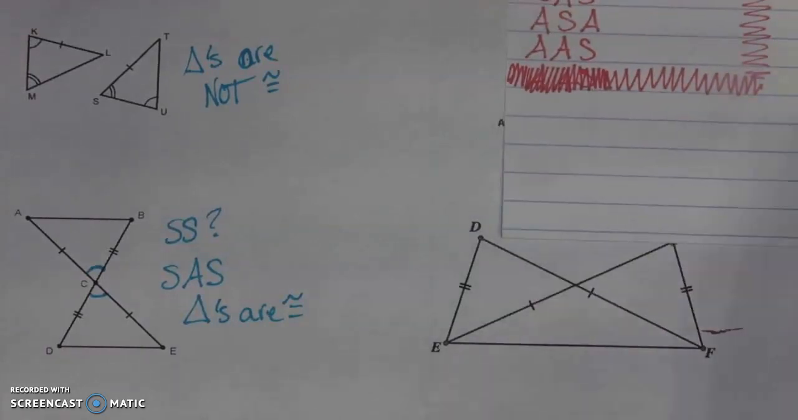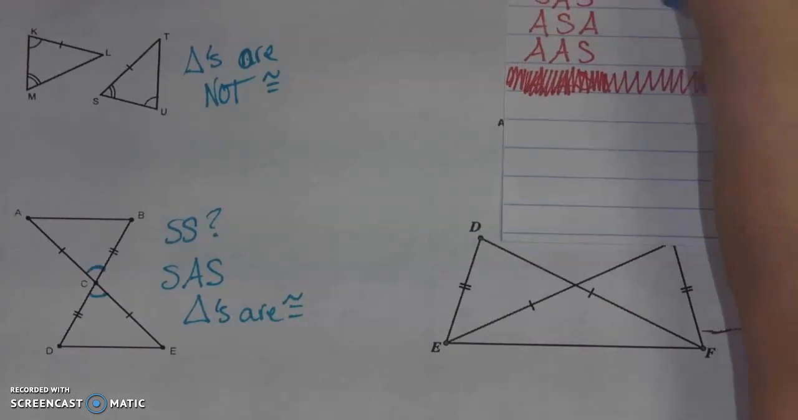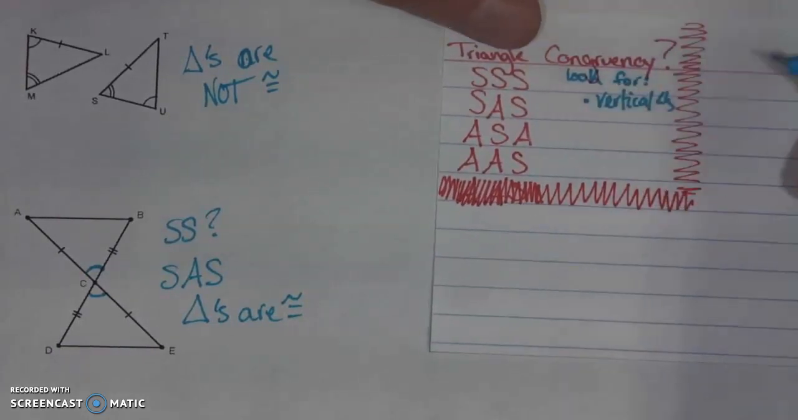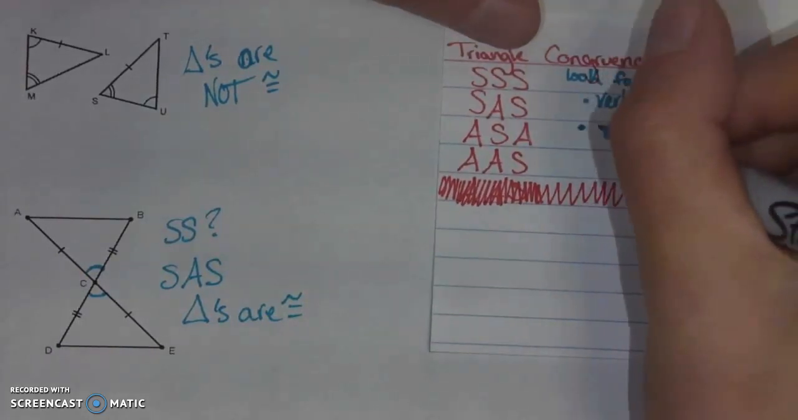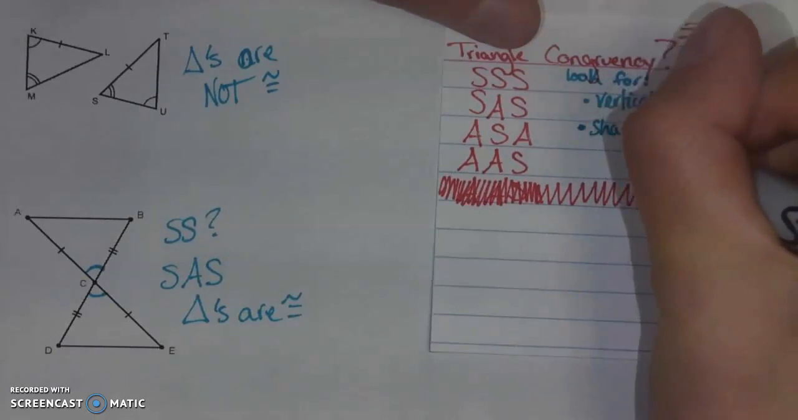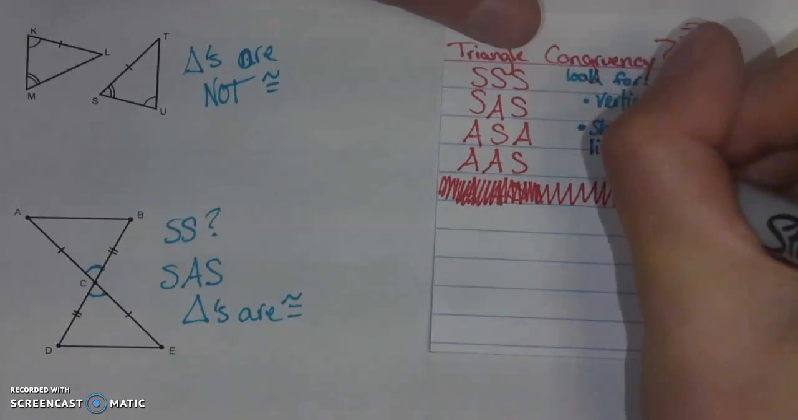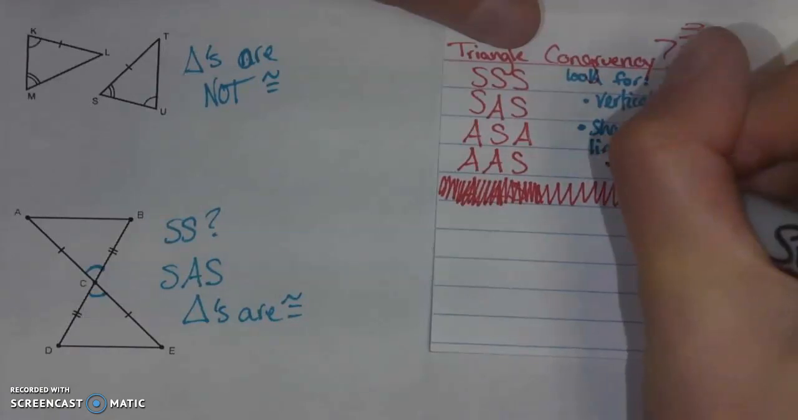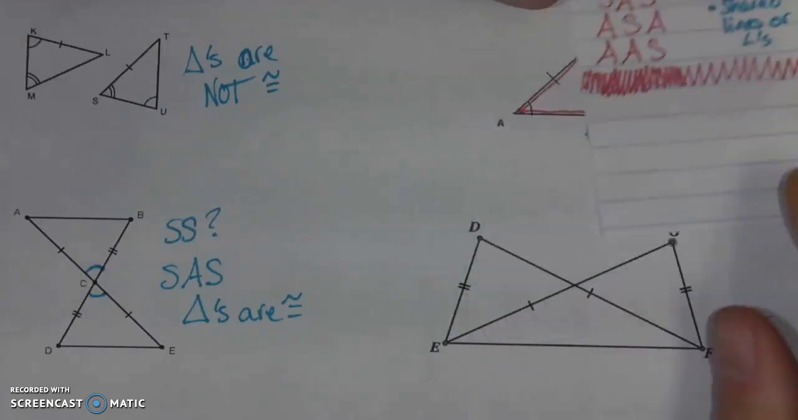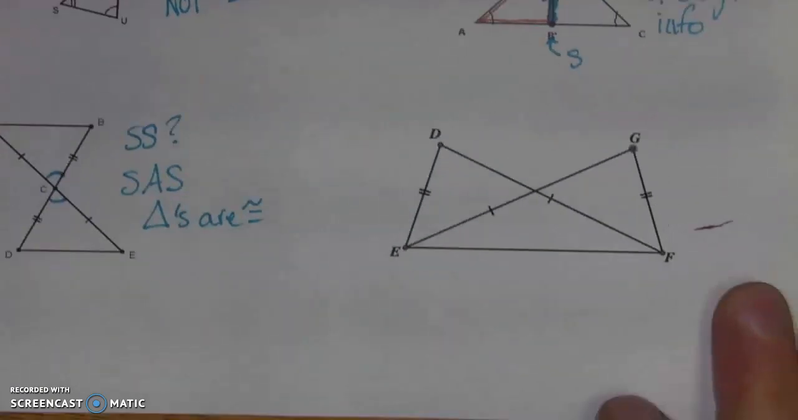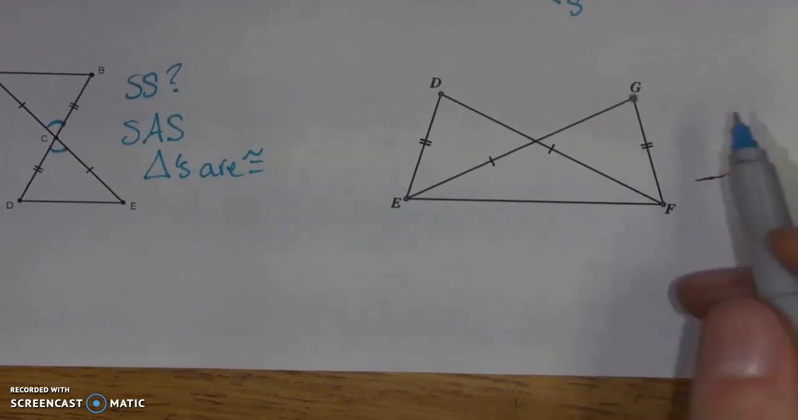And just because there's not enough information doesn't mean we haven't learned something new. So take your card and remind yourself to look for shared lines or even angles, because sometimes it will be enough information.